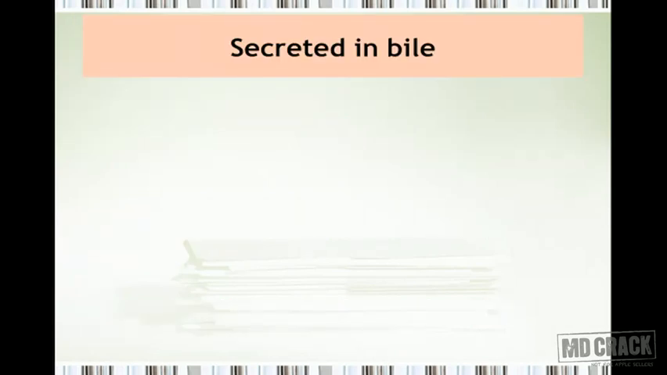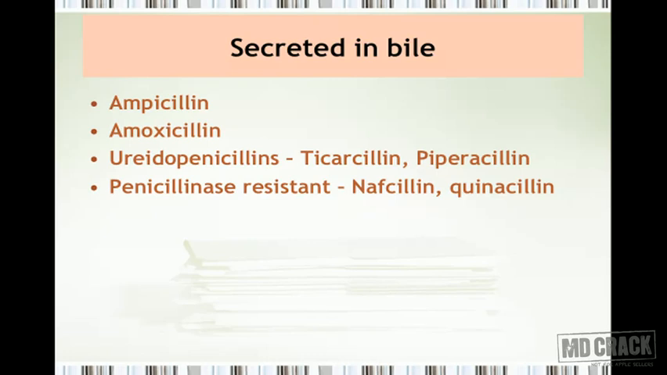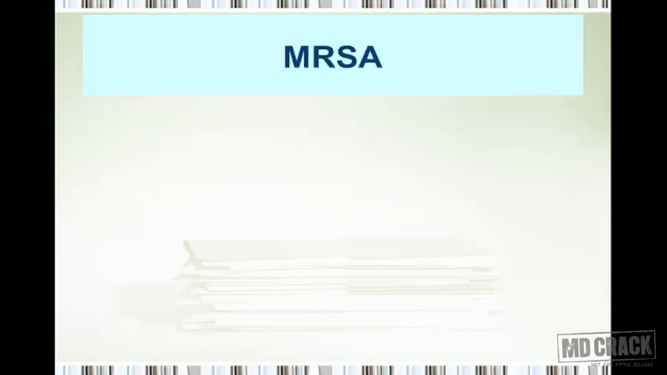The next slide is showing you what are the penicillins secreted in bile. I have tried to take them together so that you can remember these drugs together: ampicillin, amoxicillin, ureidopenicillins, ticarcillin, piperacillin, and penicillinase-resistant penicillins, nafcillin and quinacillin. Important to remember these drugs because they are secreted in bile, and you can think of using these drugs for treating cholecystitis. The last important issue is MRSA, that's the methicillin-resistant Staphylococcus aureus.